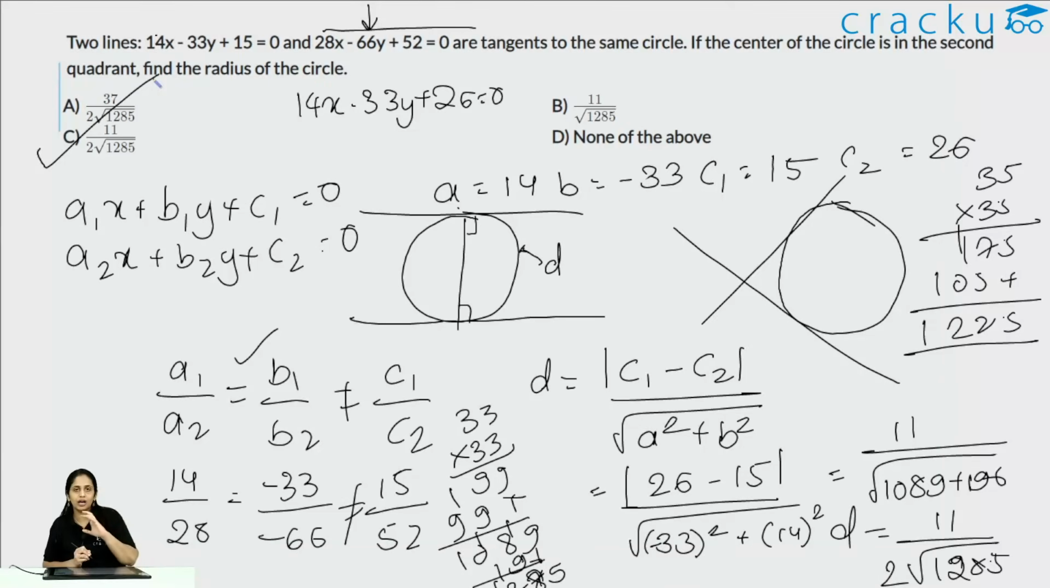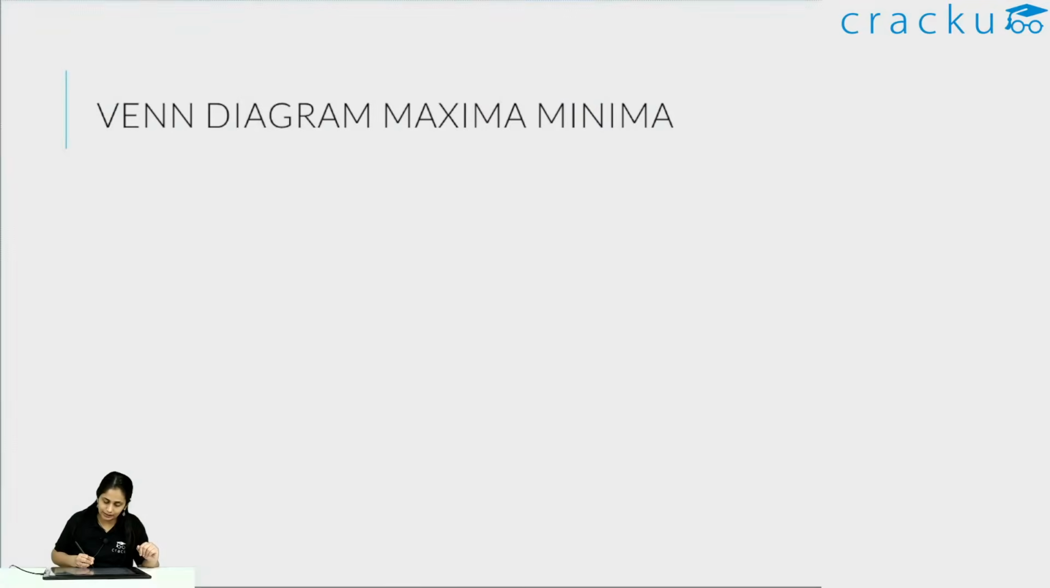So this is basically how you should solve this kind of questions. First draw the diagram and see whether they are parallel lines or they are intersecting lines. Based on that, if they are parallel lines, you have to essentially find out what is the distance between these two lines.